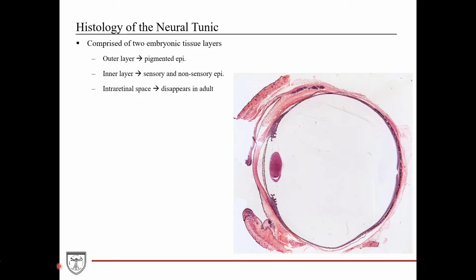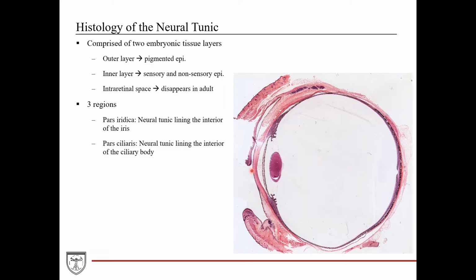The neural tunic has three distinct histological regions. Pars iridica is the neural tunic that's lining the interior of the iris. So we've already seen this as we looked at the higher magnification of the iris. So this is a stratified cuboidal layer of epithelium that is lining the inner aspect of the iris. We have also seen the next region of the neural tunic, that is the pars ciliaris. This is the stratified cuboidal epithelium that lines the inner aspect of the ciliary body, and especially the ciliary processes, to work along with the vascular tunic to produce aqueous humor.